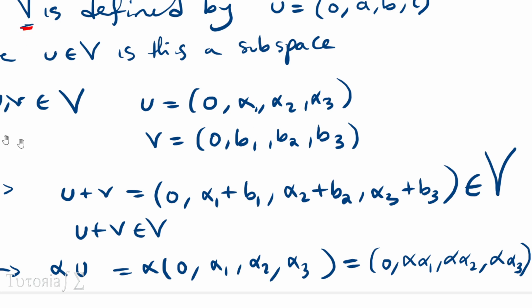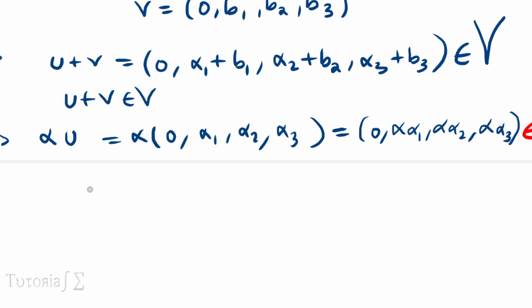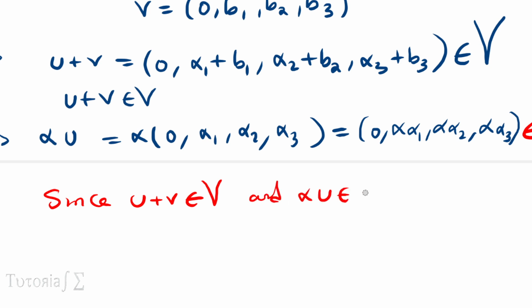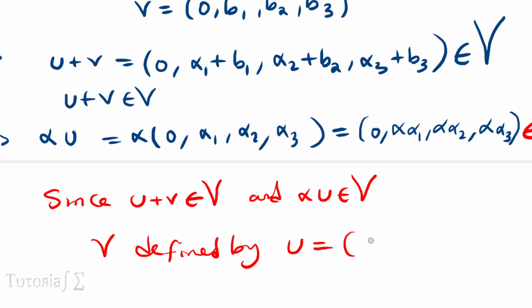Then now you can make a conclusion to say, since u plus v still remains an element of the given definition, and alpha u still remains an element of the given definition, then we say V defined by u equals 0, a, b, c is a subspace.